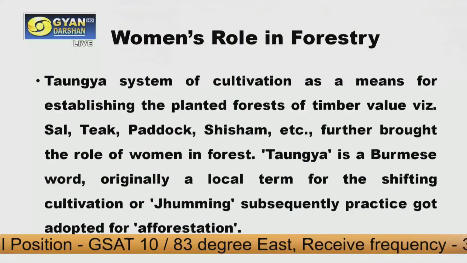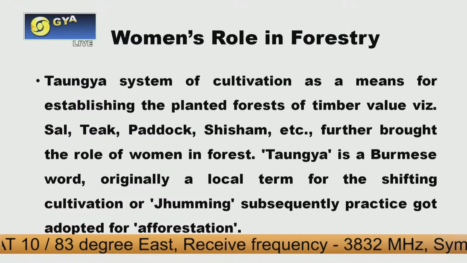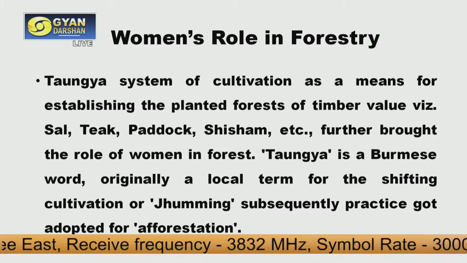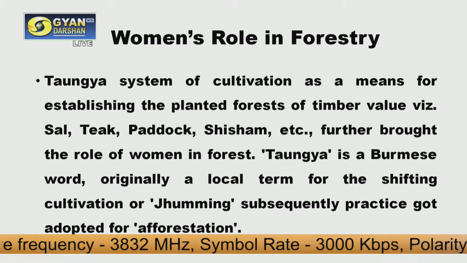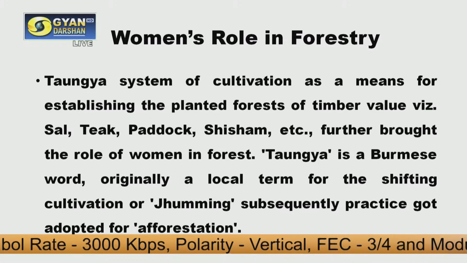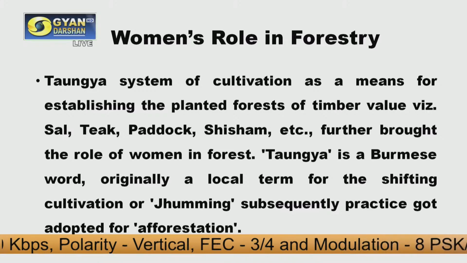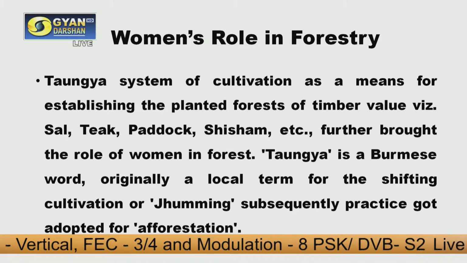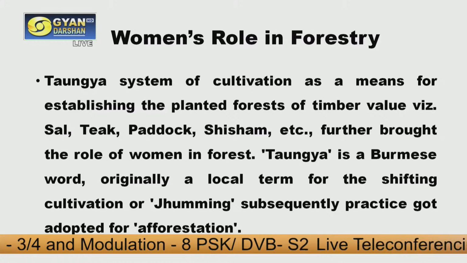In this, there is a system of cultivation. The first one is the Taungya system of cultivation, as a means for establishing planted forests of timber value, that is, plants like sal, teak, shisham. The cultivation of these plants also provided opportunities for women, and they were actively involved in forest activities, and their role is defined.